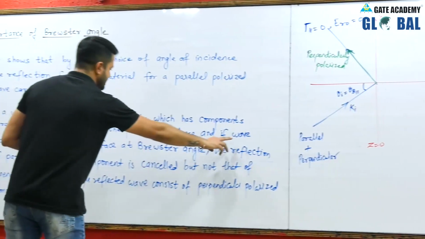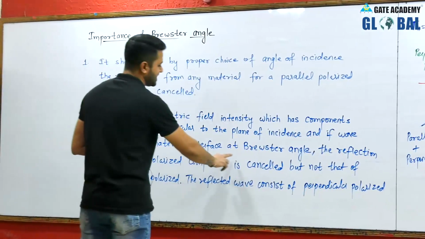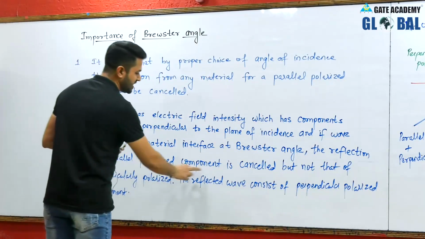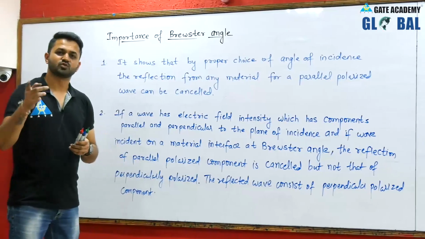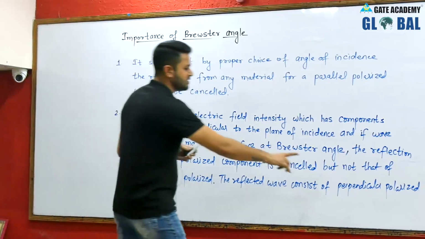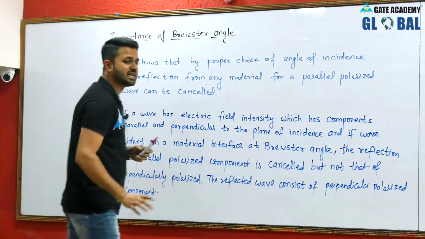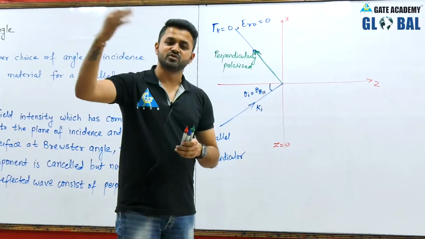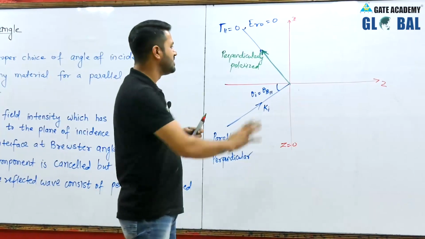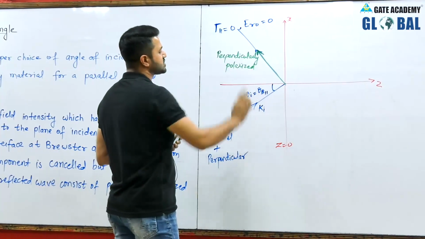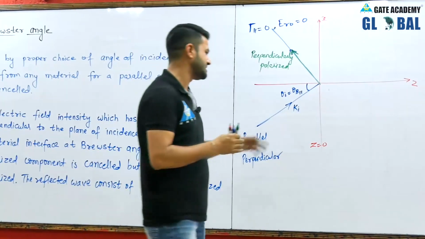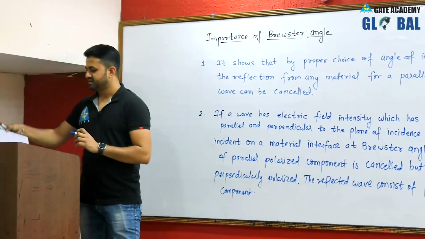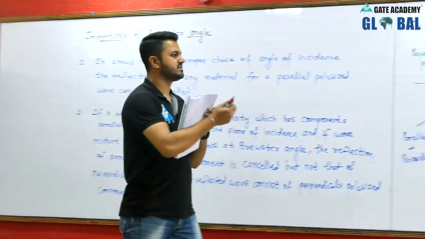So if the wave is incident on a material interface at the Brewster angle, the reflection of the parallel polarized component is cancelled because the reflection coefficient is 0, but not that of the perpendicular polarized component, because the angle of incidence is not equal to the Brewster angle for perpendicular polarization. So if there is a wave existing, it has to be perpendicularly polarized. This is our second point, and that is also an important point. Now we have the last point.